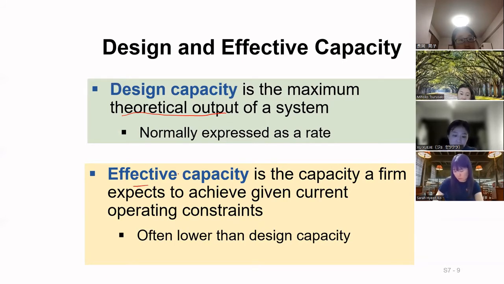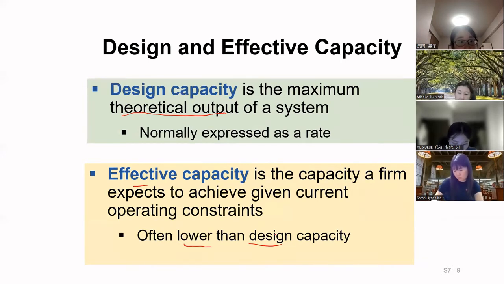Effective means the capacity a firm expects to achieve given current operating constraints. There are some limitations, some constraints. Normally it is lower than design. Right?